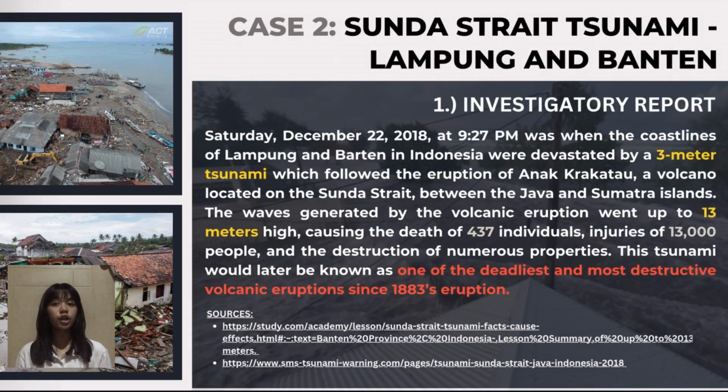The second case, which occurred on Saturday, December 22, 2018 at 9:27 p.m., was when the coastlines of Lampung and Banten in Indonesia were devastated by a 3-meter tsunami which followed the eruption of Anak Krakatau, a volcano located on the Sunda Strait between the Java and Sumatra Islands. The waves generated by the volcanic eruption went up to 13 meters high, causing the death of 437 individuals, injuries of 13,000 people, and the destruction of numerous properties. This tsunami would later be known as one of the deadliest and most destructive volcanic eruptions since its 1883 eruption.